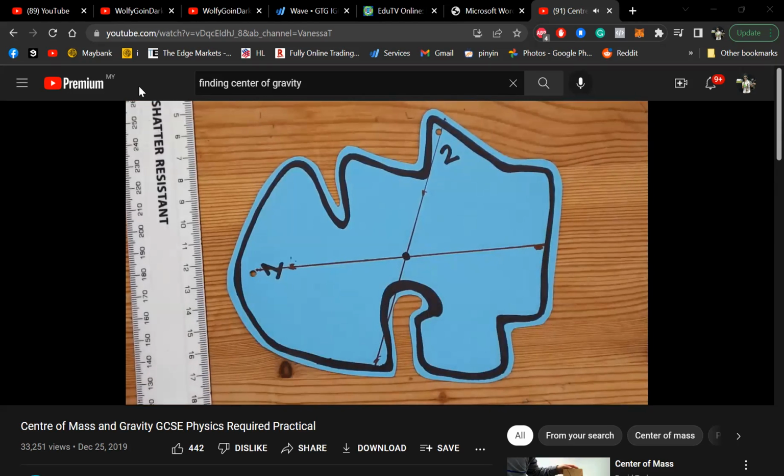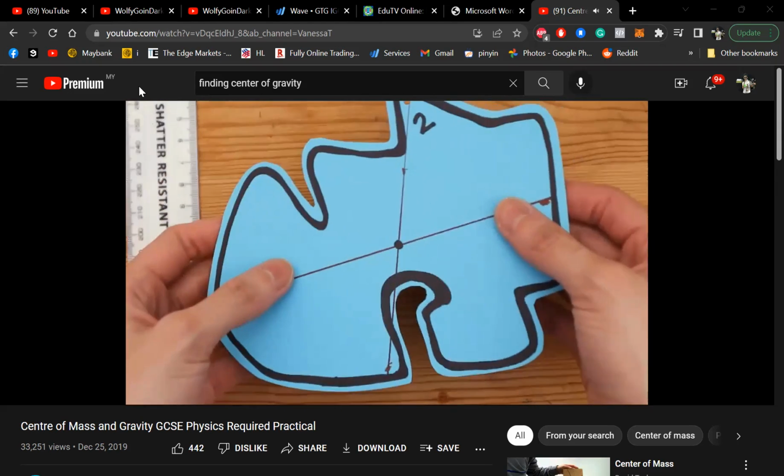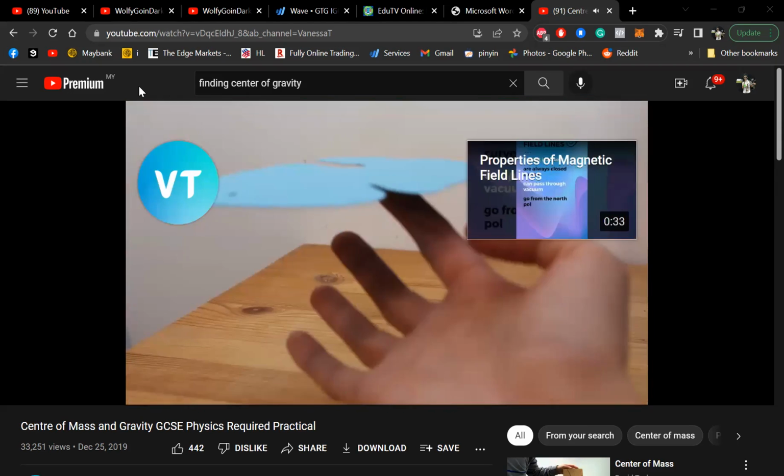We can check if this point really is the center of gravity. If it is, it should balance on my finger like this.